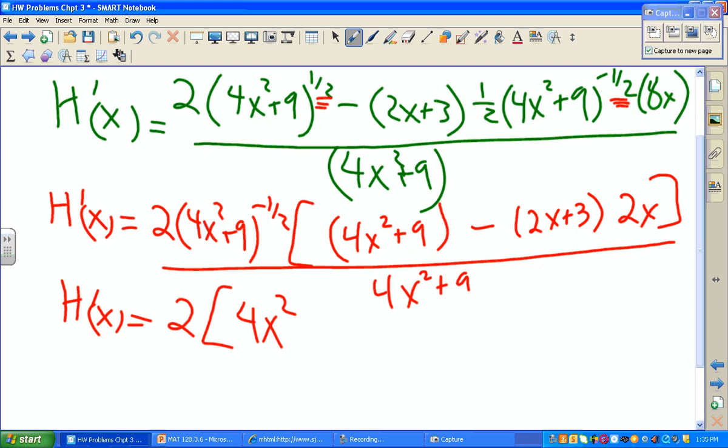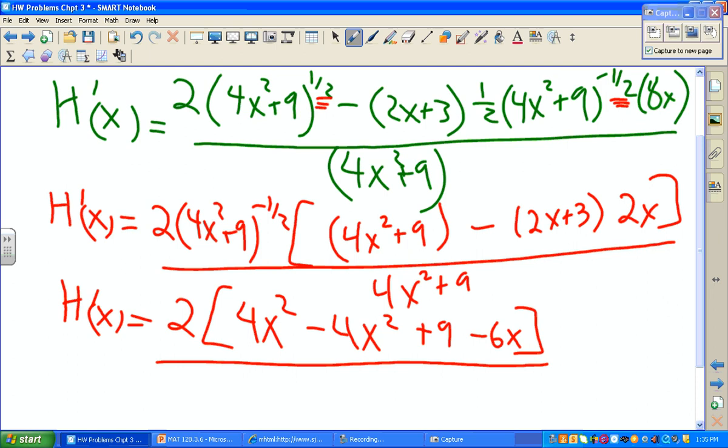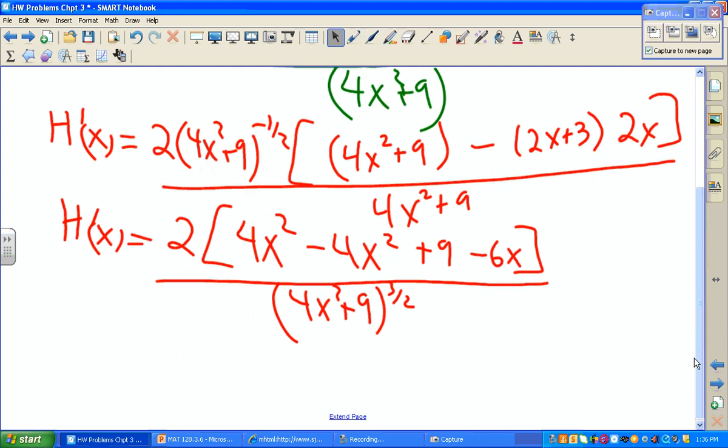4x squared minus 4x squared plus 9 minus 6x, all over 4x squared plus 9 to the 3 halves. So the 4x squareds drop. Nice. Nah, we probably wouldn't. I just leave that as your final answer.